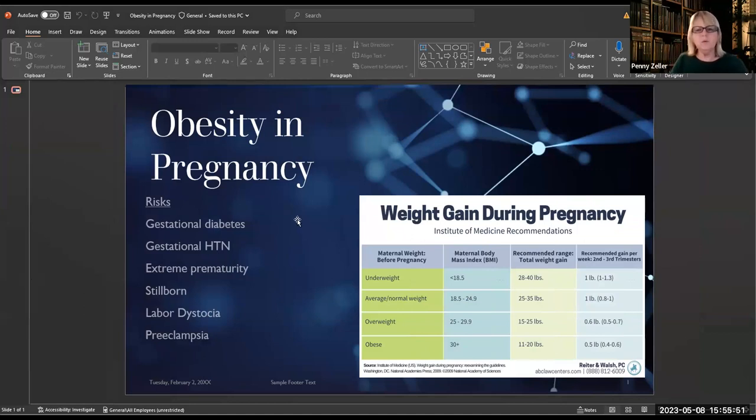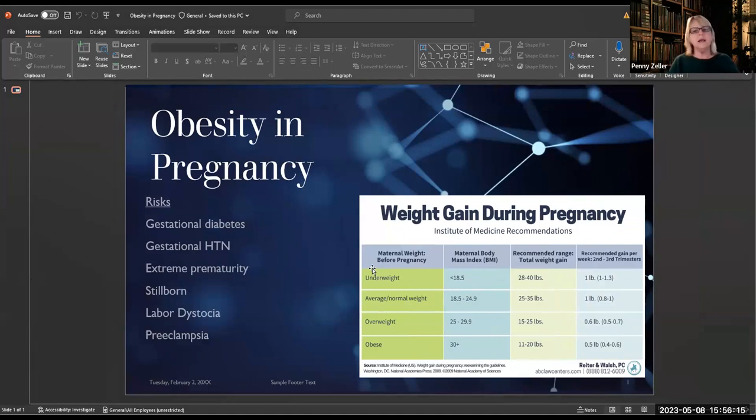So normal weight gain, we know the first 4 weeks, 1 to 4 pounds. After that, during that second trimester, we're looking at 1.5 to 2 pounds per week. So 25 to 35 pounds weight gain is acceptable, okay? So I put the BMI scale here for you as well.